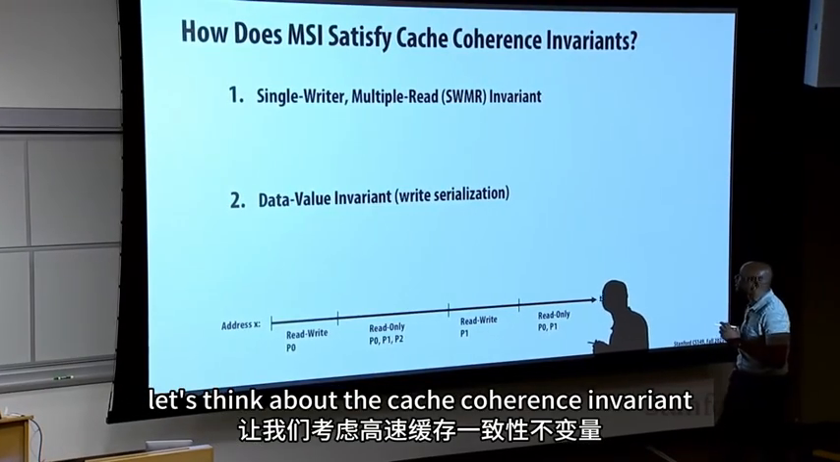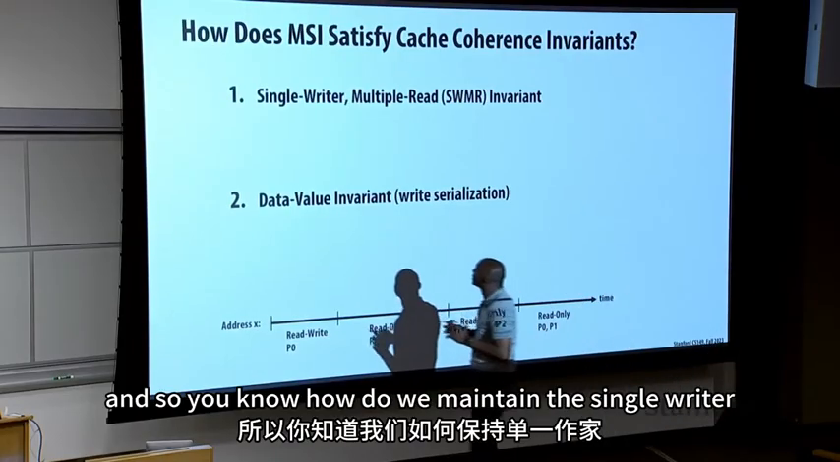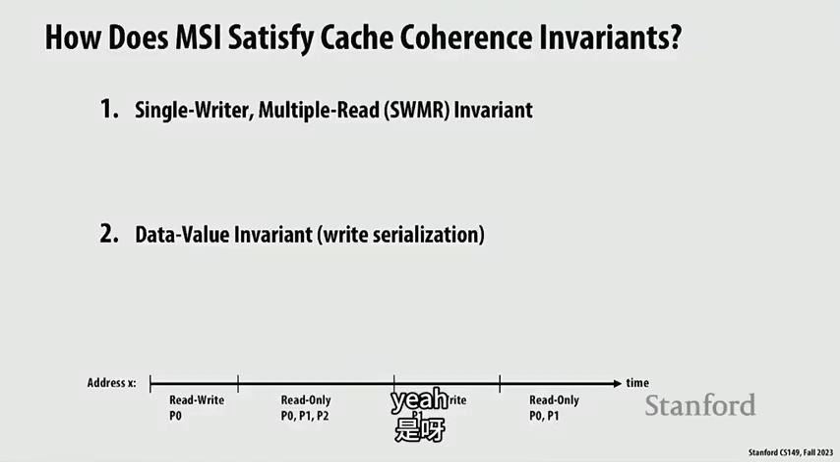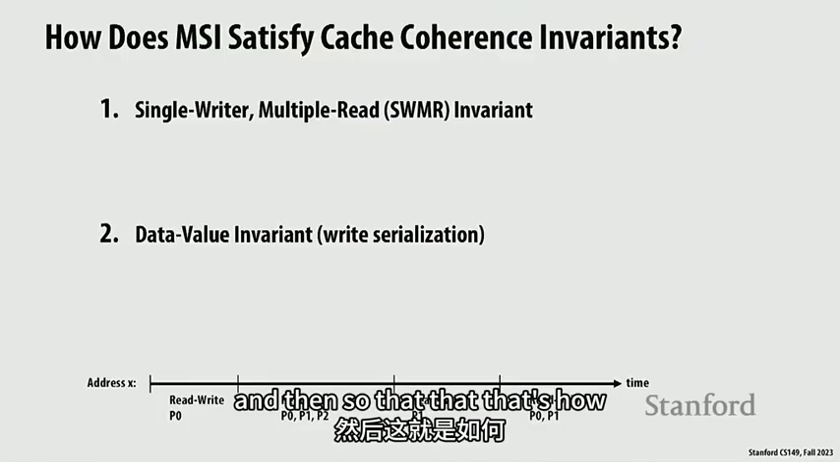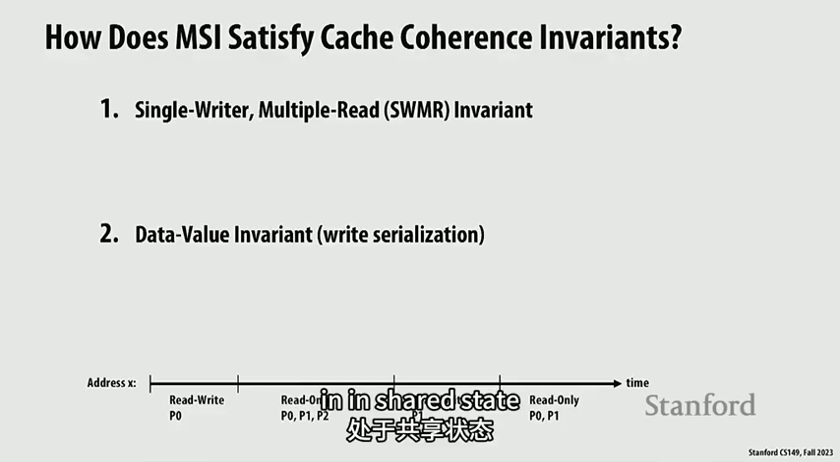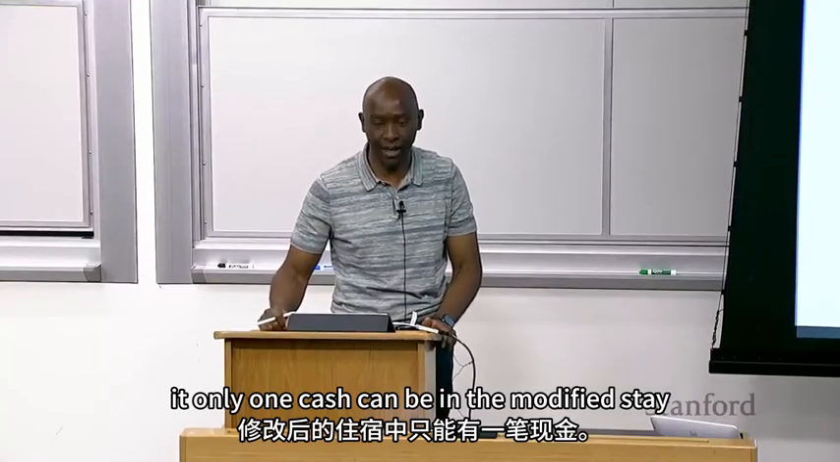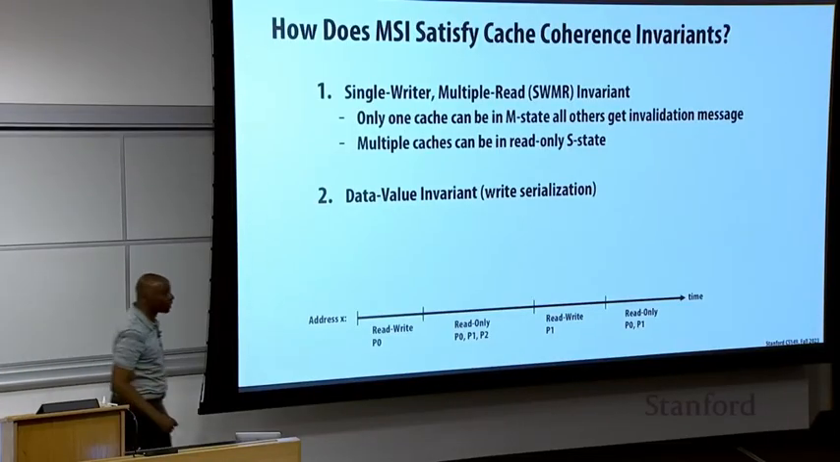So, just to reinforce this idea of how the MSI protocol maintains cache coherence, let's think about the cache coherence invariants. How do we maintain the single writer, multiple reader invariant? Yeah. That's that transition from modified to shared that we were talking about. And so that's how in shared state, you have multiple readers. And how about the single writer? Only one cache can be in the modified state at any point in time, right?